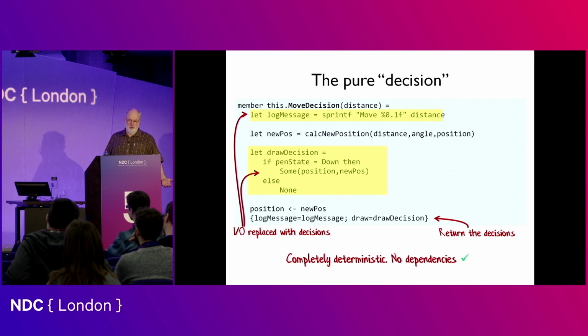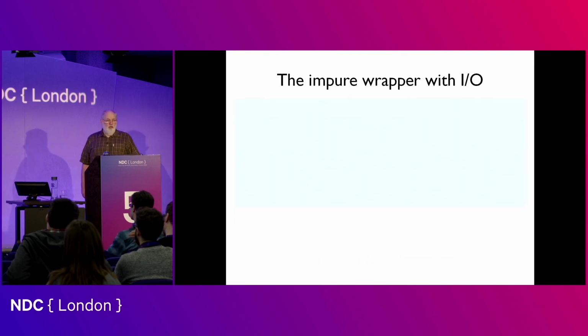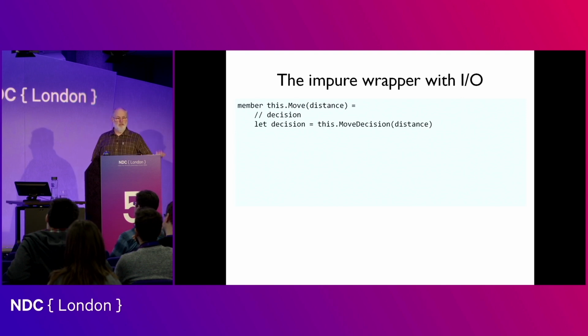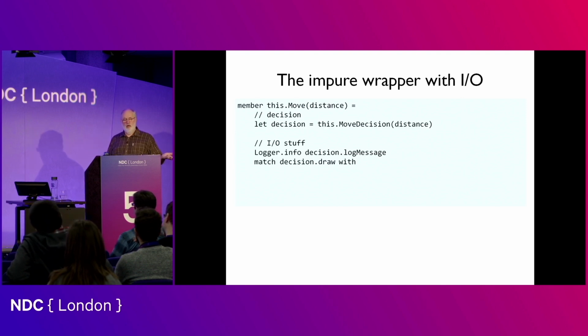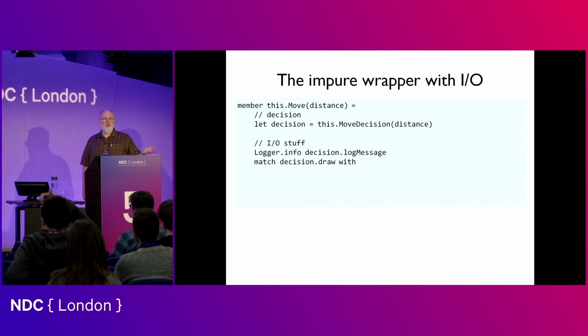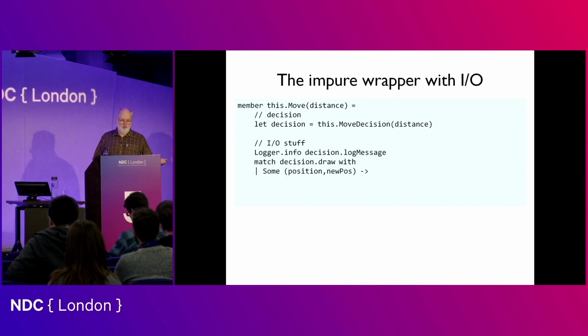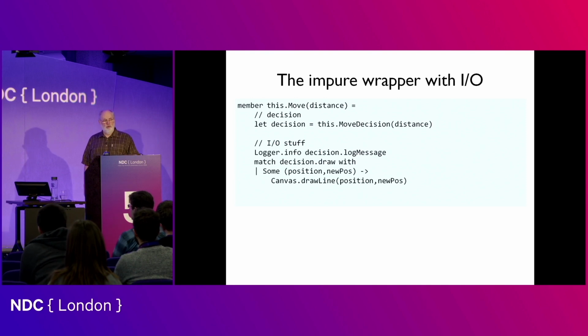We return the decision. And then we have an impure piece of code which does do the I/O, which kind of wraps the original one. So we do our decision, which is pure, and then we do the I/O. So based on the decision, what are we going to do? Well, the decision said, print this log message, so I'm going to log that message. The decision said we want to draw, so I'm going to use the canvas to draw. Or if the decision said don't draw, then I'm not going to do anything.